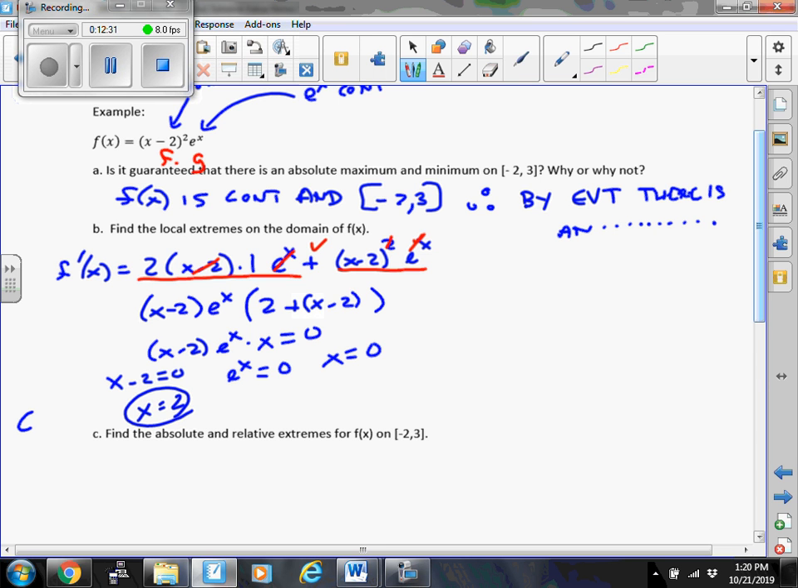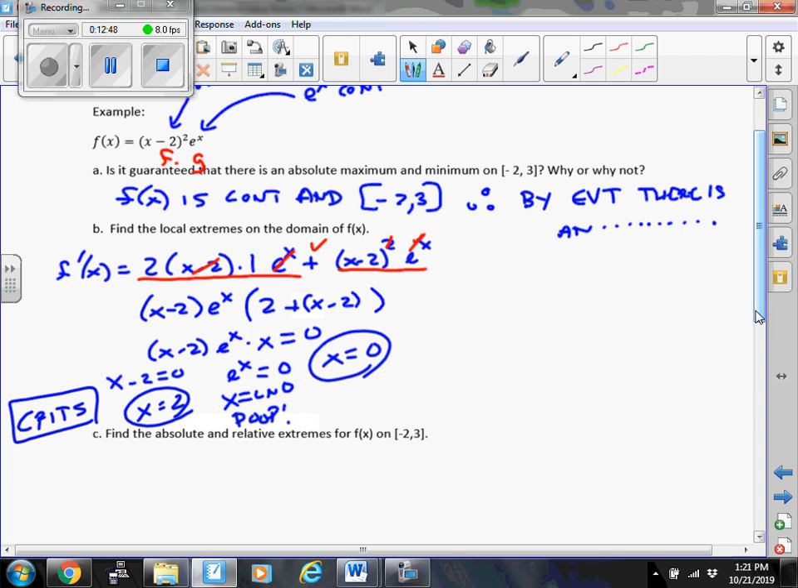So my crits. Step 1, endpoints, ends. We don't have any. Step 2, crits. We got 1. Uh-oh, how to get rid of that e? Oh yeah, you take ln of both sides to get rid of e. And there's my other one. So I have two critical values.